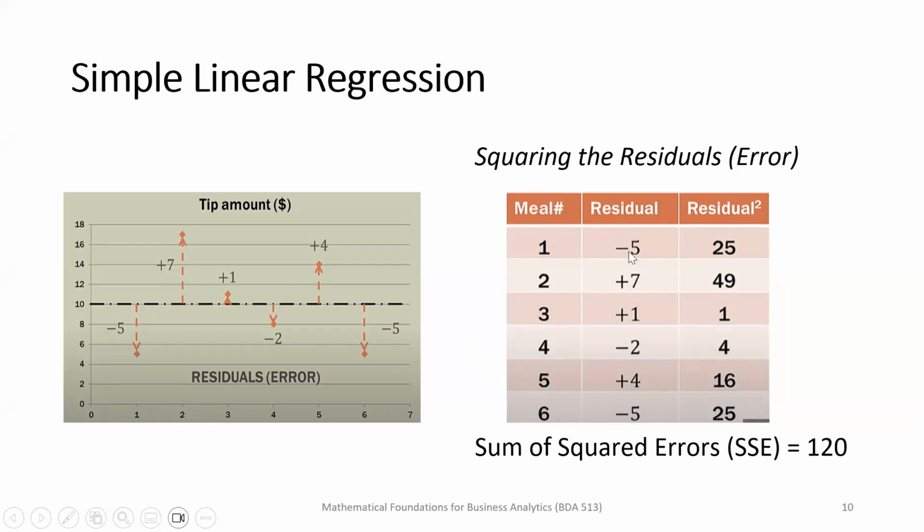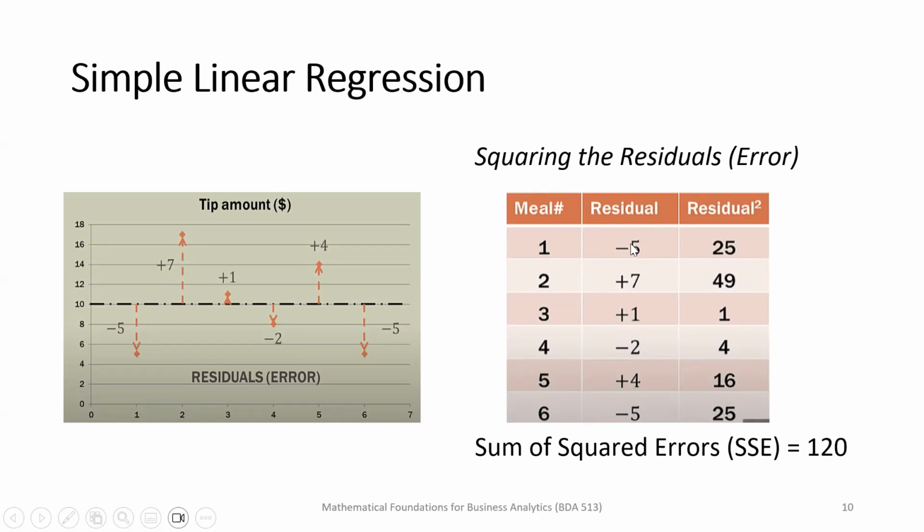So we have the residuals, that is the errors. We square them, therefore all the negatives become positive. When you find the summation of them, it gives you the sum of squared errors, which is 120. Any questions about the sum of squared errors, which is 120? Any questions about that?